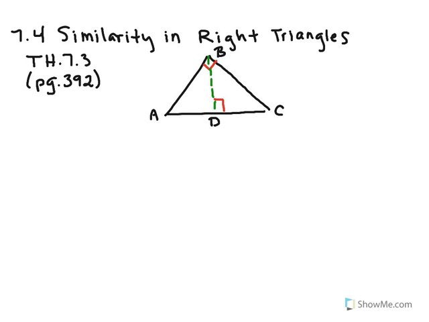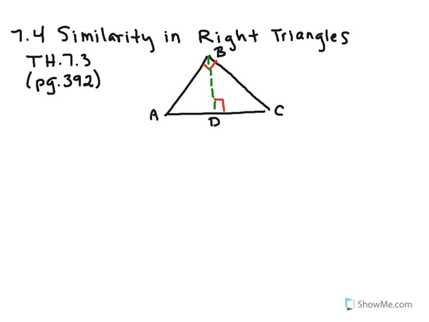But here I have one big right triangle, triangle ABC. I know it's a right triangle because angle B is a right angle. Now, the line BD happens to be an altitude. It connects the vertex to the opposite side at a right angle. Now, what this theorem says is actually really easy.